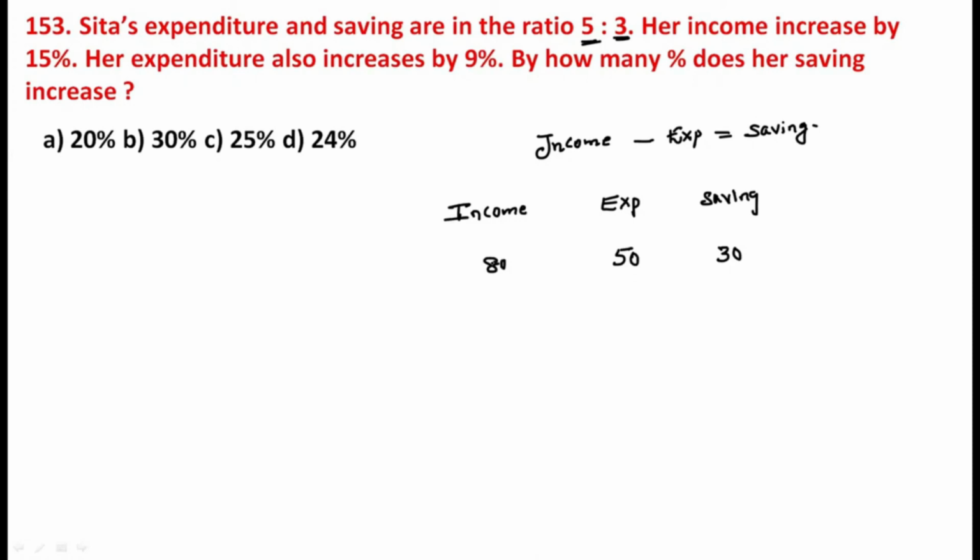You just assume a few values. That is the most important. You just assume the values, guys. Whatever the assumption, you can assume any value, but they must follow the ratio of 5 is to 3.